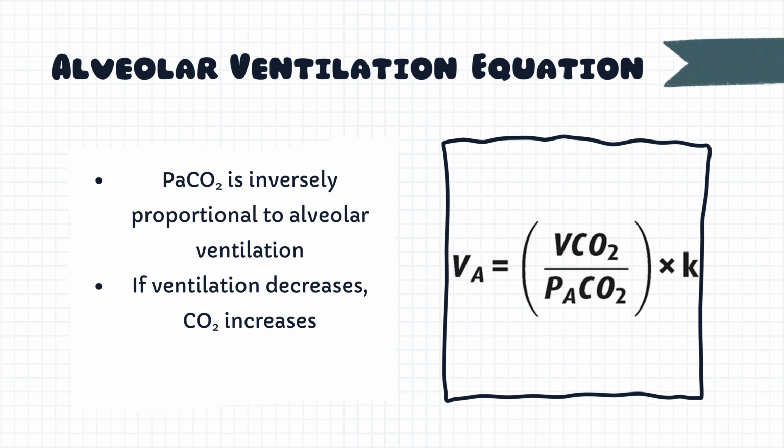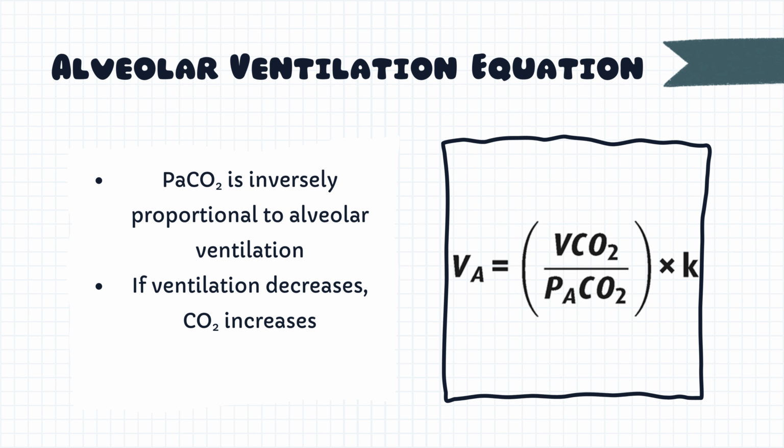Let's go a step deeper with a key formula. The alveolar ventilation equation links ventilation with CO2 removal. Here's the concept. PaCO2 is inversely proportional to alveolar ventilation. That means if alveolar ventilation goes down, arterial CO2 levels go up.